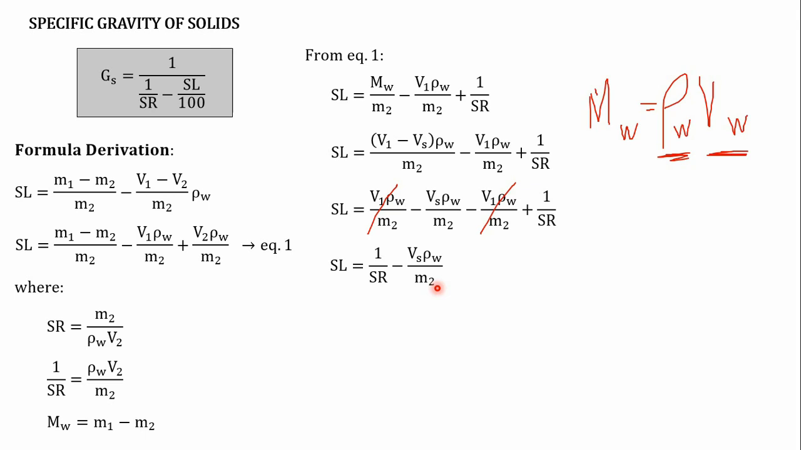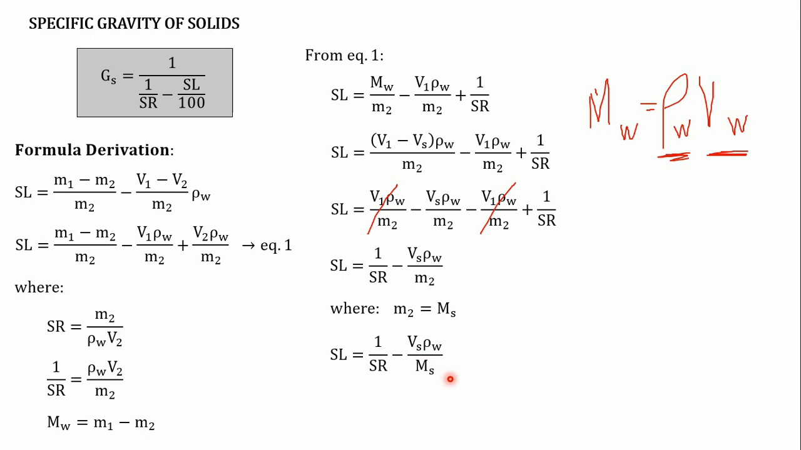Okay? Okay, so where M2, class, is equal to Ms. Okay, that is the equivalent to mass ng solids. Okay, and then substitute lang natin, class. So, therefore, SL is equal to 1 over SR, okay, minus Vs times density of water divided by Ms.